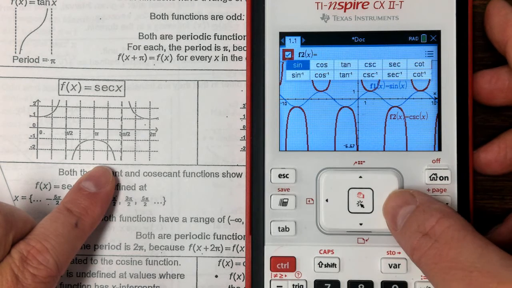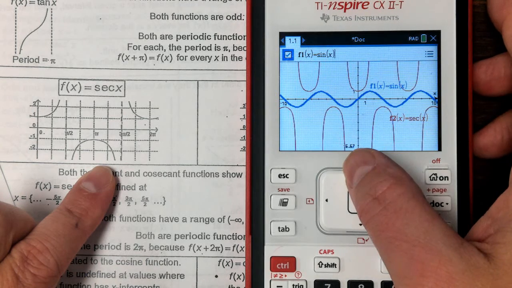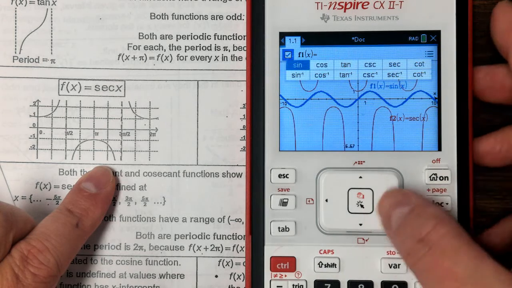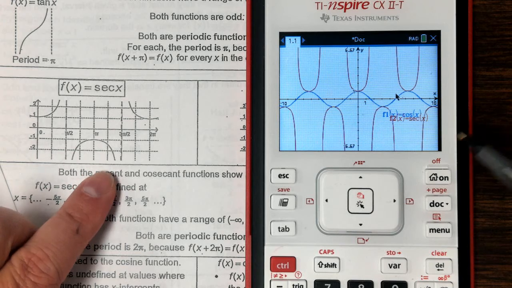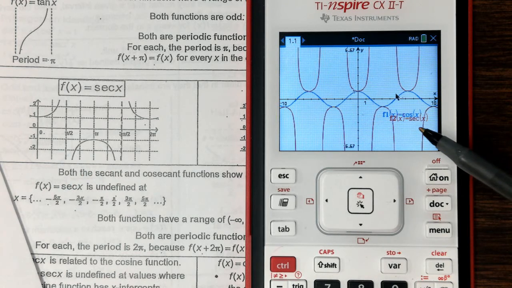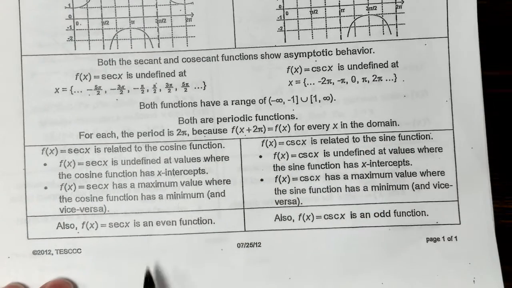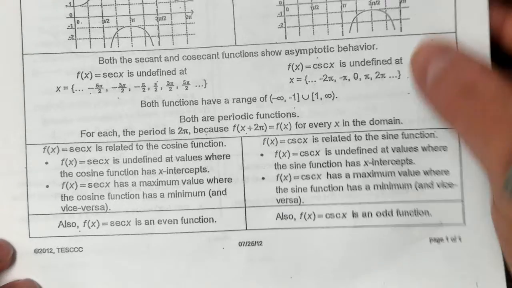This will be secant. And then this has to be cosine. So that's one way to tell which ones go together. The C and the S go together. Okay, so again, you may want to refer to this chart, and it tells you both of these are even functions.